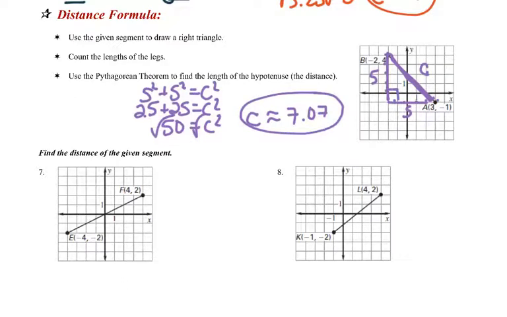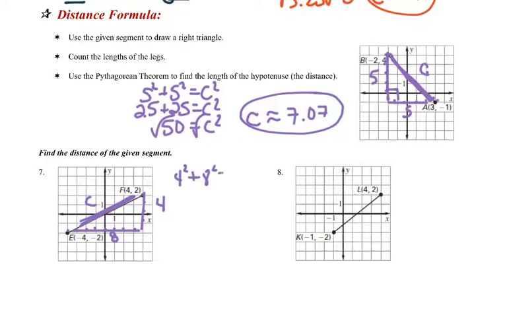So I've got to create the right triangle, and it doesn't really matter which way you create it. Like I can create it this way, or I can create it that way, and it's going to be the same answer either way. I'm going to do this one this way and count my legs. 1, 2, 3, 4 is this leg. 1, 2, 3, 4, 5, 6, 7, 8 is this leg. And again, I'm always looking for that distance or hypotenuse of c.